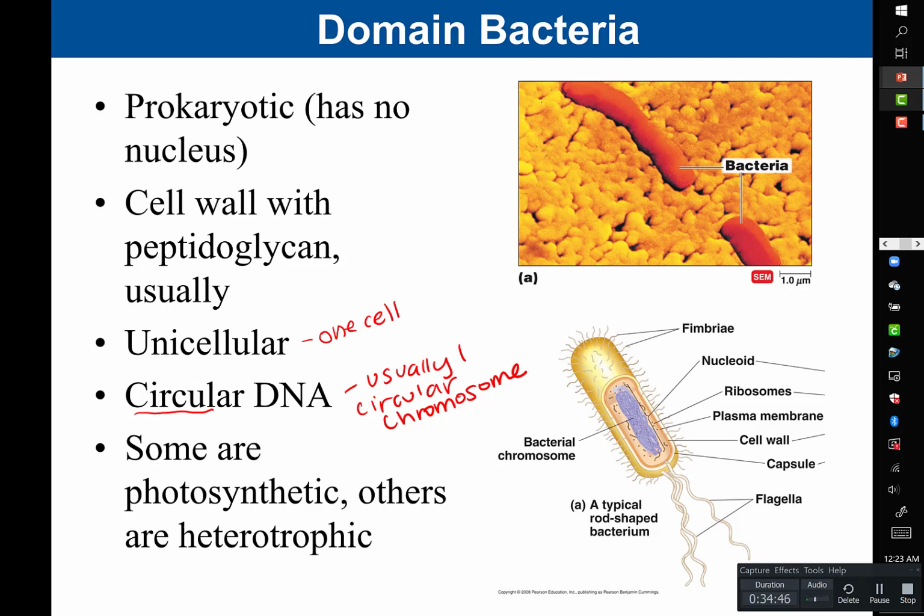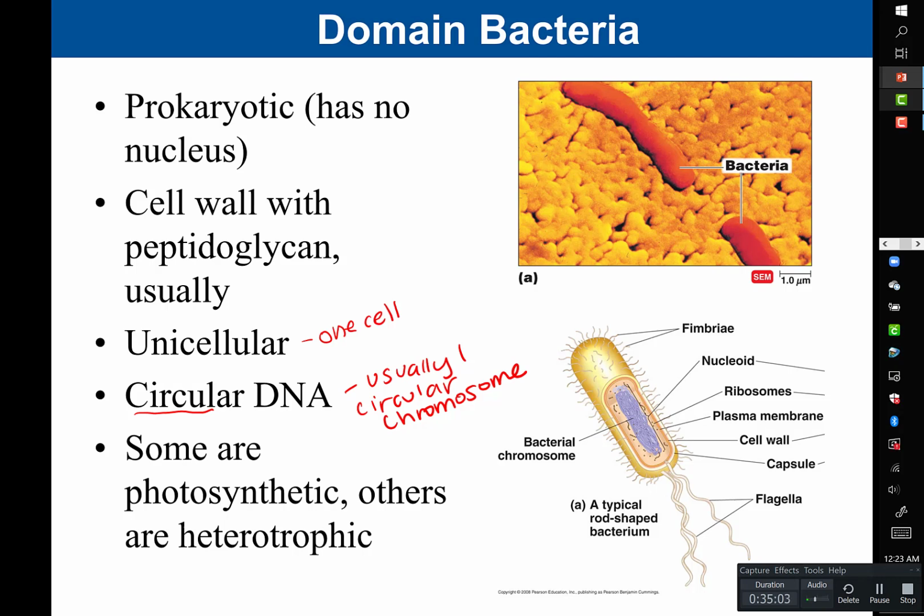So each cell is its own organism. And as a result, bacteria also reproduce asexually, meaning without a partner. They simply will just make a copy and divide.